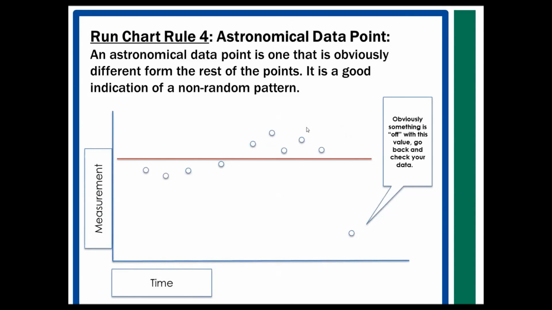Run chart rule number 4, an astronomical data point. This is a point on your chart where there is something that stands out even to a child, that this does not quite make sense and is worthy of investigating and then annotating your run chart.